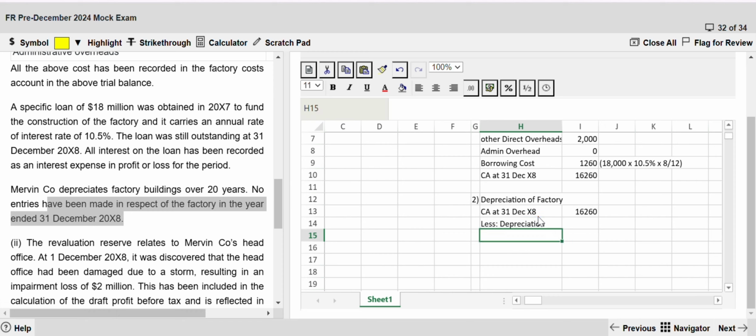Depreciation will be 16,260 divided by 20 years. And when did we complete the building? August. So September, October, November, December, 4 months. So 16,260 divided by 20 into 4/12, which is 270.